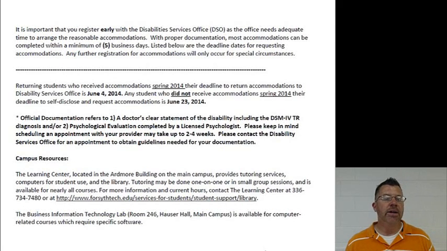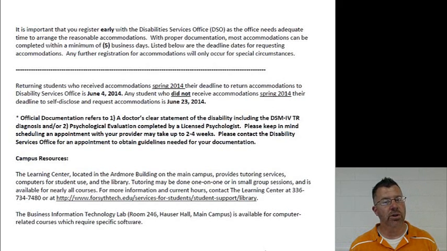It is important that you register early with the Disability Service Office, as the office needs adequate time to arrange reasonable accommodations. With proper documentation, most accommodations can be completed within a minimum of 5 business days, and listed below are the deadline dates for requesting accommodations. Any further registration for accommodations will only occur for special circumstances. Returning students who have received accommodations in spring of 2014, your deadline to return the accommodations to the DSO is June 4th. Any student who did not receive accommodations during spring semester 2014, your deadline to self-disclose and request accommodation is June 23rd.